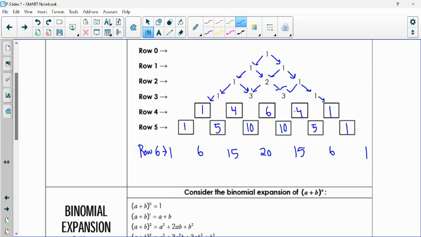For a plus b quantity squared, notice the coefficients. There's a 1 in front of this a squared, a 2 in front of the ab, and a 1 in front of this b squared. We look at row 2, it goes 1, 2, 1.